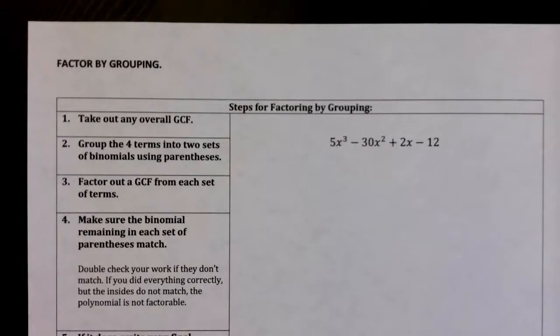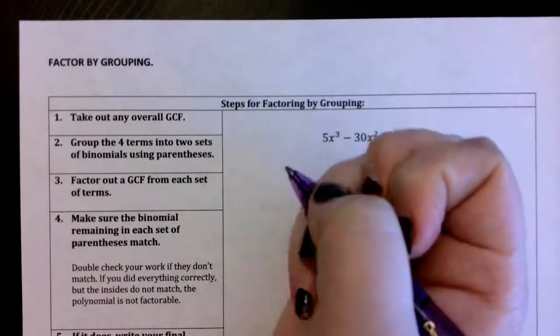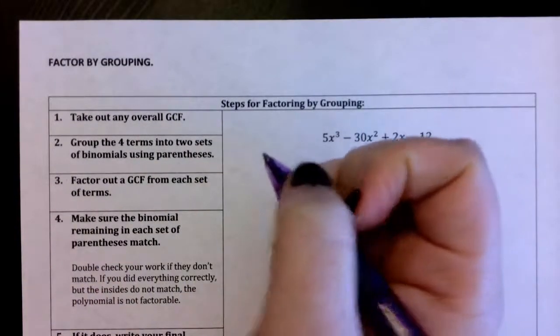Factor by grouping is another method for factoring polynomials. You learned how to factor by greatest common factor last class. Today you are going to learn how to factor by grouping. Factor by grouping is my favorite method of factoring. Hopefully it'll be one of yours.